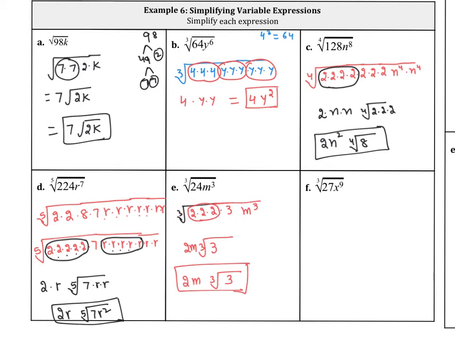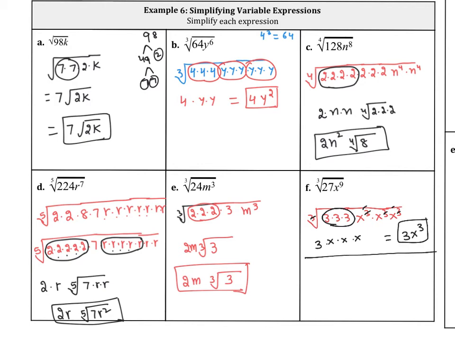Now for letter F, you can do it in two ways. So what you've got here is 3 times 3 times 3, that is 27. X to the third, x to the third, and x to the third. One number from each group comes outside, and here this 3 and this 3 cancel, so just x outside, 3 and 3 cancel, just x outside, 3 and 3 cancel, just x outside. So 3x cubed is your answer.